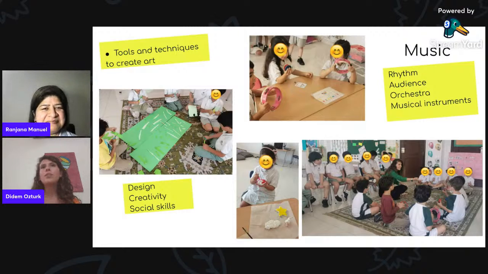And we had music, so many different activities and learning engagements, where students experienced rhythm, being an audience, having an orchestra, and different musical instruments, and they were all under the art topic. They used so many different tools and techniques to create art, which was the second line of inquiry. During this learning, they collaborated, designed, and were creative and used their social skills, where we have seen the ATLs.